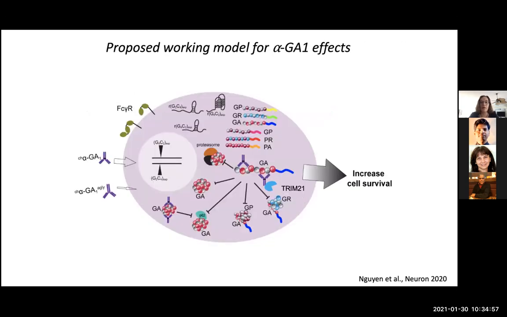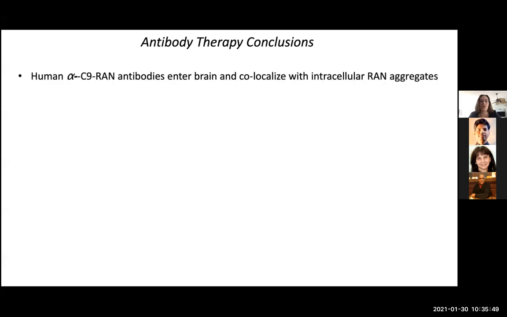And so our working model for the GA effects is that the glycosylation is really important for uptake by the Fc gamma receptor, and aglycosylated antibodies don't enter the cell as well. And once inside the cell, the antibody can bind to the GA proteins, and this likely improves protein homeostasis within the cell. So it prevents blocking of proteasome function, and it likely just increases the turnover of these other proteins and cell survival. That's intracellular, but there could be extracellular effects as well.